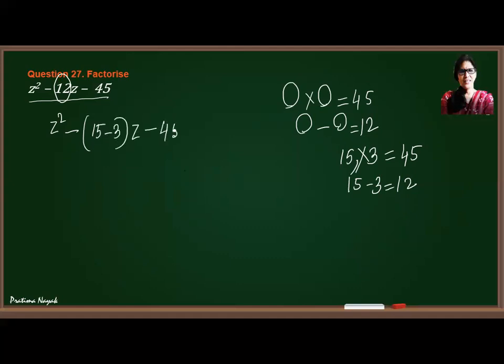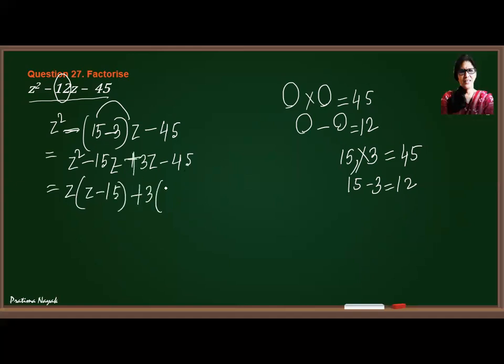minus 45. So in the next step, z square, it will be minus 15z, and 3 will be, there are two minuses, so I'll take plus 3z minus 45. So I'll take z common, z minus 15 plus, this is plus here, I'll write plus 3, z minus 15. Then I'll take z minus 15 common, it will be z plus 3.